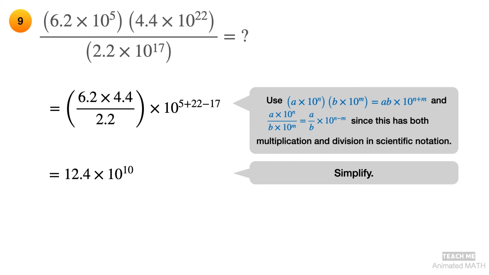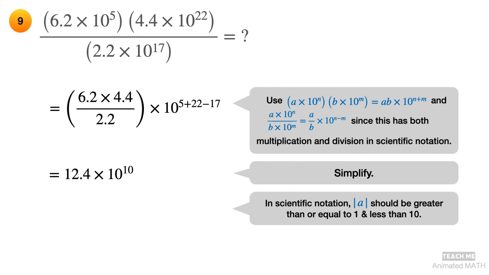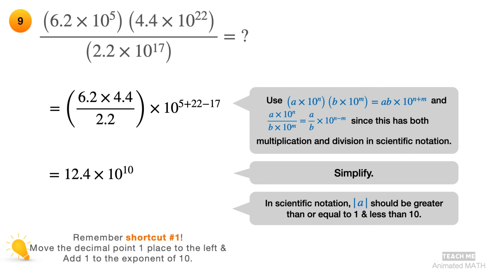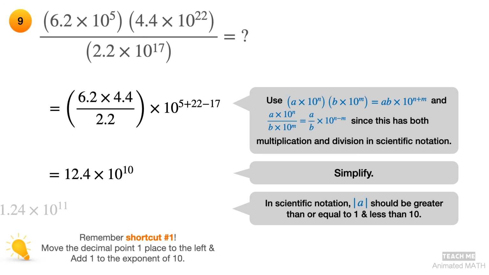6.2 times 4.4 divided by 2.2 is equal to 12.4. And 5 plus 22 minus 17 is equal to 10. But since 12.4 is greater than 10, you have to use shortcut number 1 again to convert the number into scientific notation. This will give you a final answer of 1.24 times 10 raised to 11.